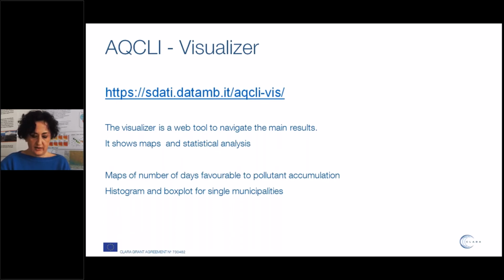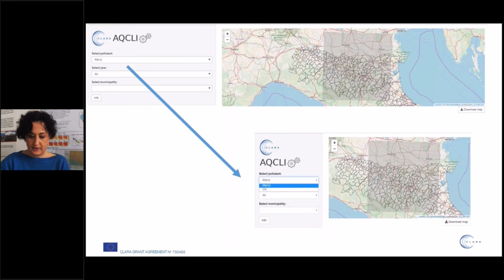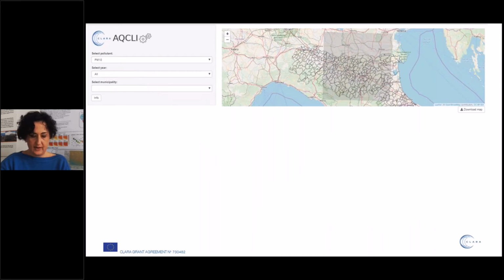The initial screen shows the target area in the Emilia-Romagna region. The area around Bologna where the service is available is highlighted. The geographical domain can be zoomed in and out and navigated. On the left side, there are some menu bars from which it is possible to select the parameters we are interested in. The top bar permits to select one of the two pollutants, either PM10 or ozone. By means of the second menu bar, it is possible to select the period we are interested in.